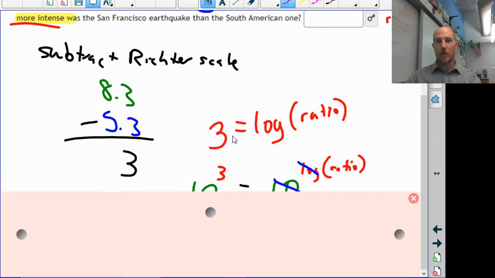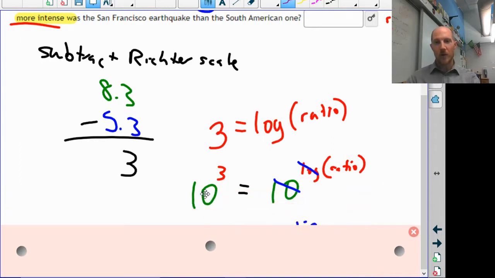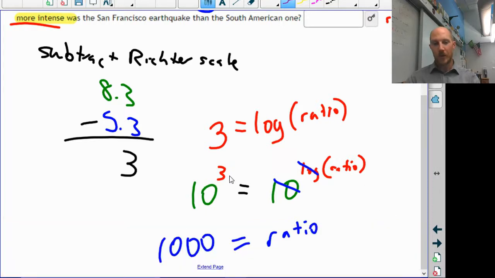3 is the R number in my equation, so 3 equals log of that ratio. To get the ratio, we just need to do the inverse of the log. So raise everything up as a power of 10. 10 to the power of 3 is the ratio. And if we calculate 10 to the power of 3, that is 1,000. Okay, this one is the final answer, the end.